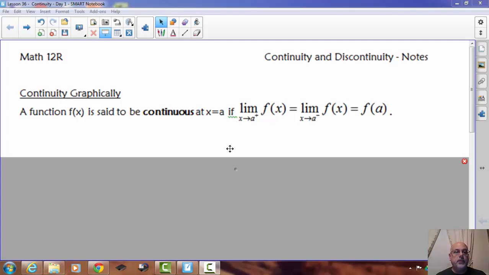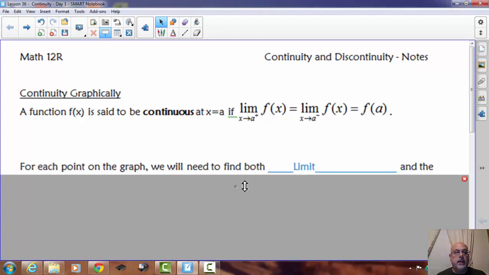So if we look at the definition of continuous, a function is said to be continuous at a particular value of x if, when you approach from the right side, going left, that limit is the same as approaching it from the left going right. And that's the same as evaluating the function for that particular value of x.